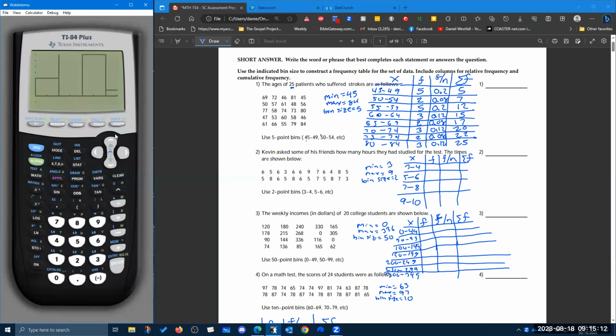I'm going to graph that and trace here. And that's 3, 13. It's off the chart. 7 and 1.